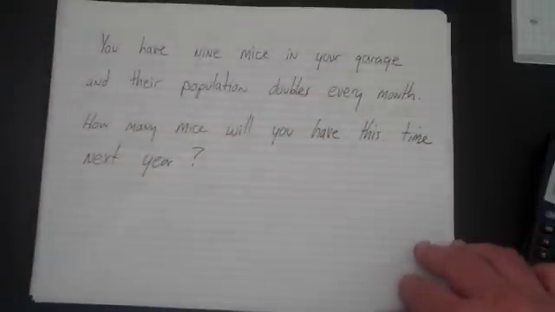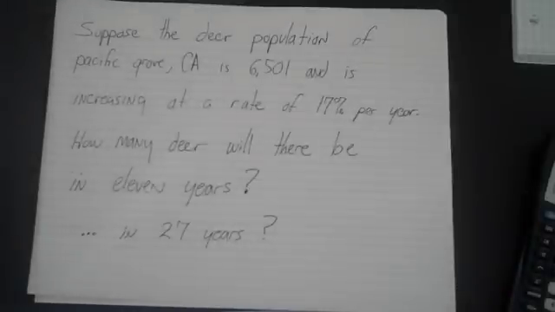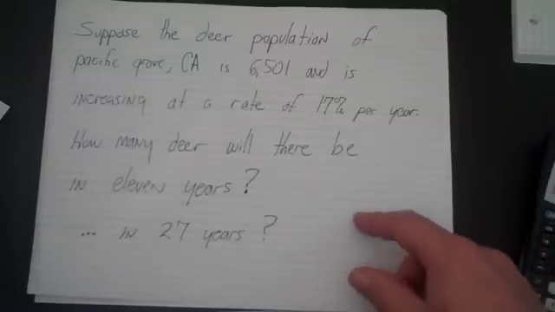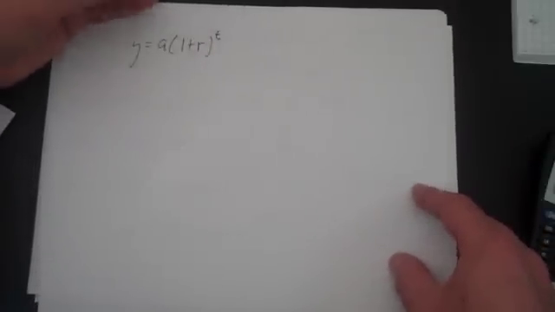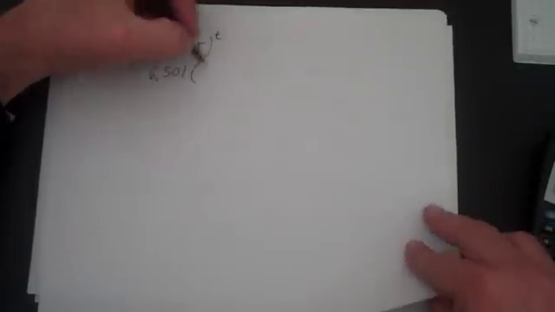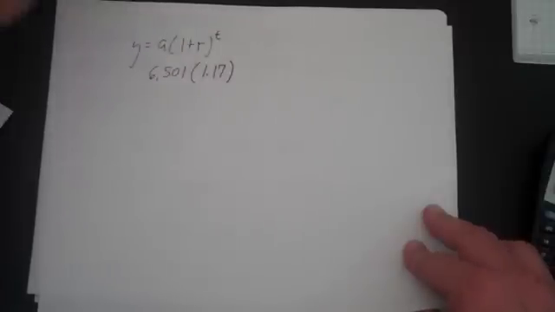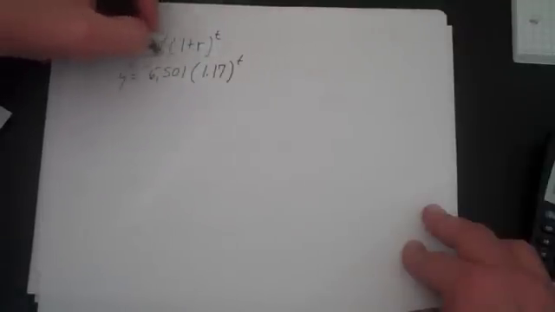Let's do another problem. The deer population in Pacific Grove is 6,501. But it's increasing at a rate of 17% per year, so how many deer will there be in 11 years? And how many deer will there be in 27 years? The key to make this an exponential growth or decay problem is it's a constant percentage growth, so let's start there. So you have y is equal to a(1 plus r)^t. You start off with 6,501 deer. The growth rate is 17% per year, so that's 1 plus 0.17 to the t. So this is your basic function here.